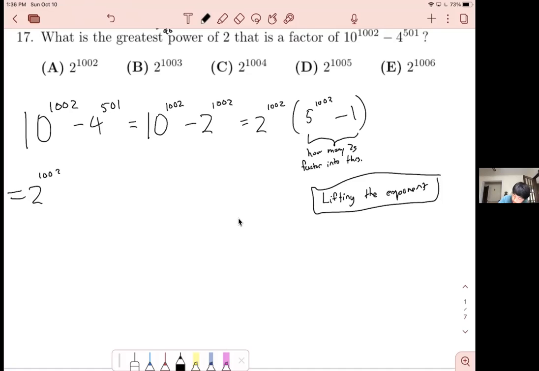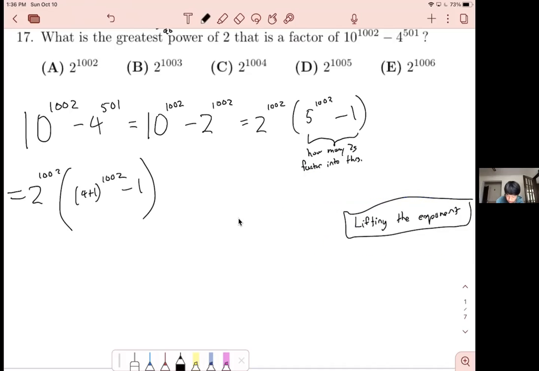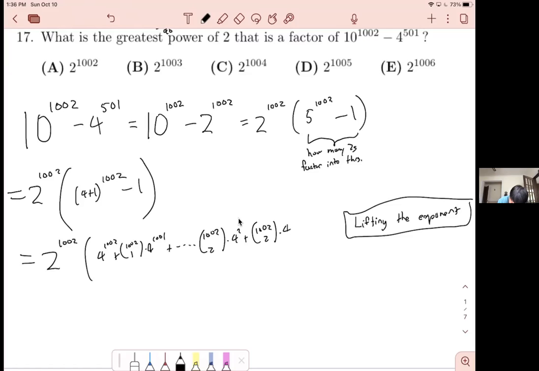So 5^1002 minus 1 is going to be equal to this. Here we're just rewriting 5 as 4 plus 1, because 5 equals 4 plus 1. And then this is going to be equal to 4^1002 plus 1002 choose 1 times 4^1001 plus yada yada yada, 1002 choose 2 times 4 squared plus 1002 choose 1 times 4.